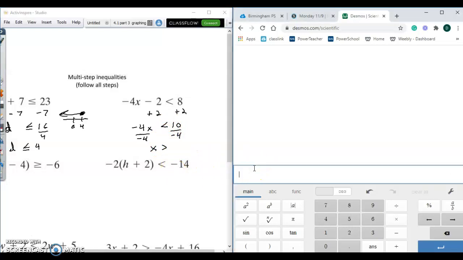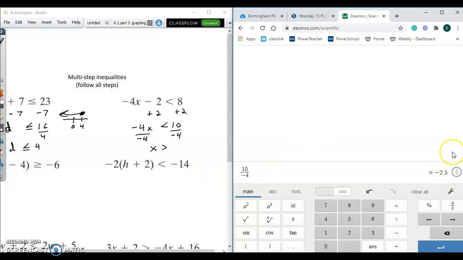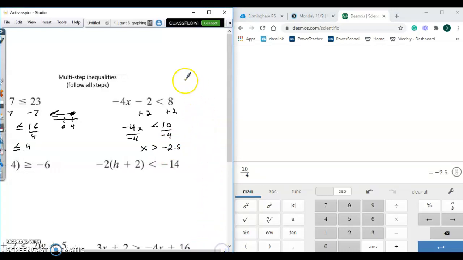So 10 divided by negative 4 gives us negative 2.5. So you can leave it as negative 2.5, or if you want to leave it as a fraction, call it negative 5 over 2. I'm going to leave it as negative 2.5. So now we have to graph this on a number line. So we draw our graph, label 0, label negative 2.5 to the left of 0, and then x is greater than, so open circle, and it's pointing to the right.